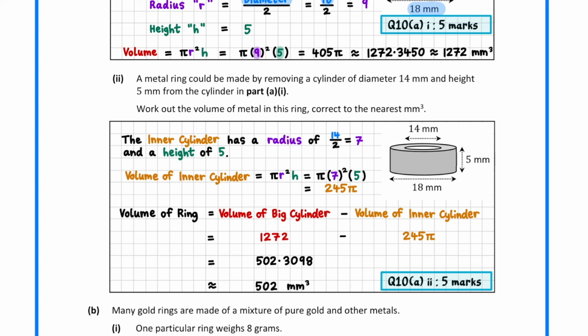In part 2, a ring is formed by removing a portion of the cylinder. We must find the volume of the ring.